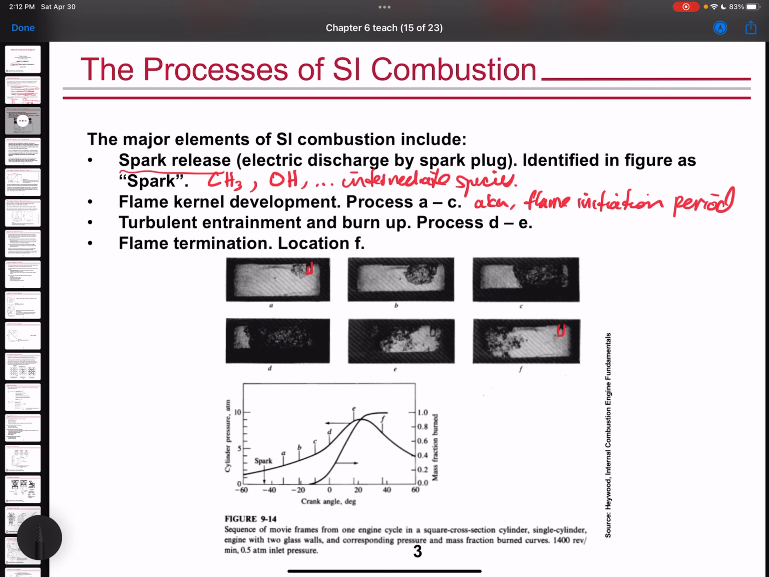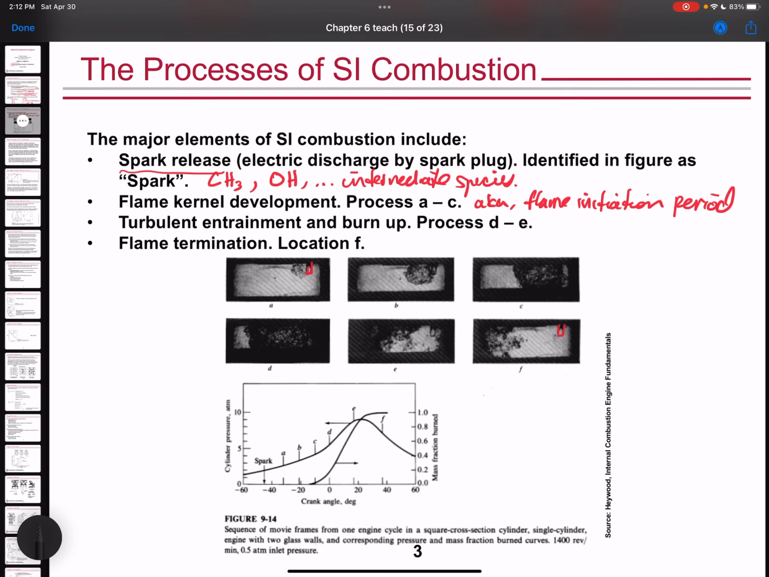meaning that's where we really engulf the mixture with flame, and we do the complete translation of reactants into full products of combustion like CO2 and H2O. And then the final stage, or the final element of SI combustion, is what we call flame termination. And this is just exactly what it is. Basically, at this point, the fuel-air mixture has been completely burned.